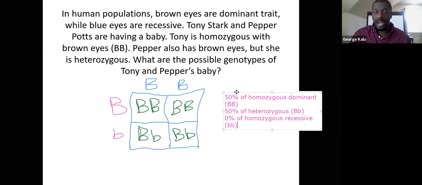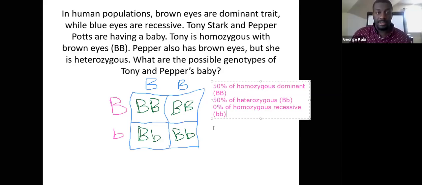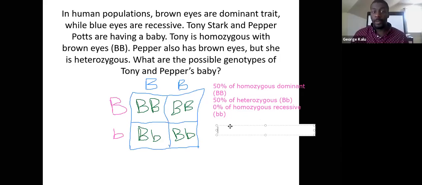Now let's take this a little bit further. The next thing we want to determine is what the actual offspring is going to end up looking like. What's the phenotype going to be? So looking at our Punnett square, what are the chances that our offspring are going to have brown eyes?